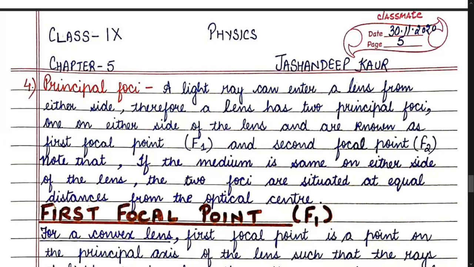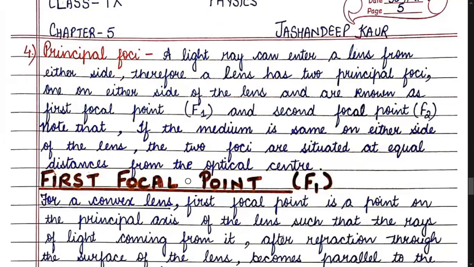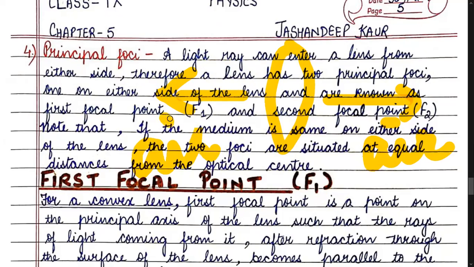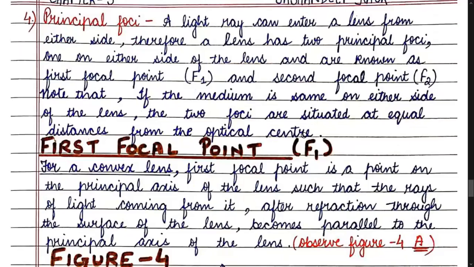Students, note that if the medium is same on either side of the lens, that is, if the lens is placed in air such that on both sides of the lens, the medium is same, that is air, then the two foci are situated at equal distances from the optical center.